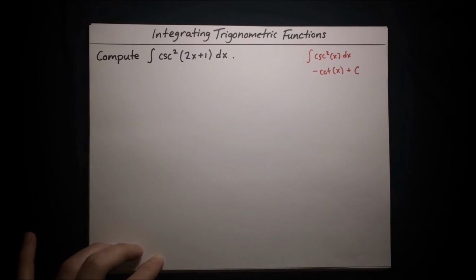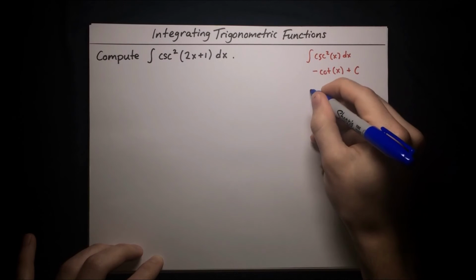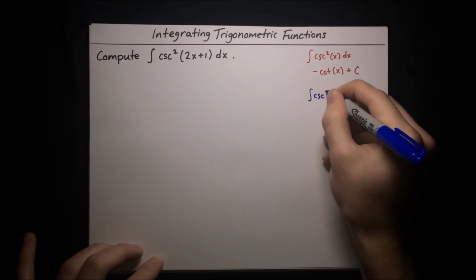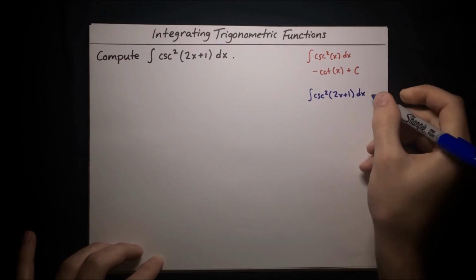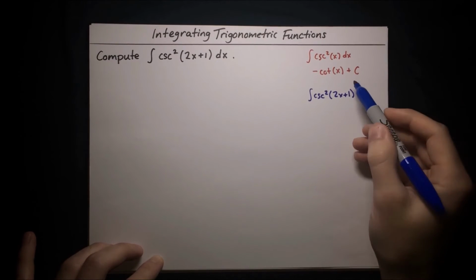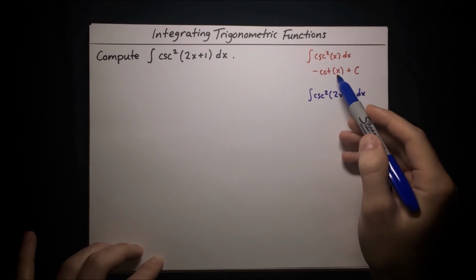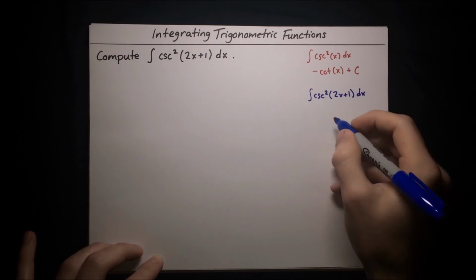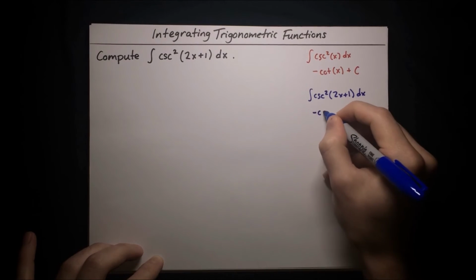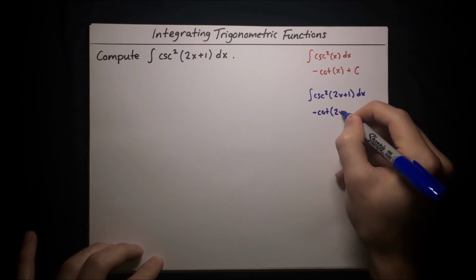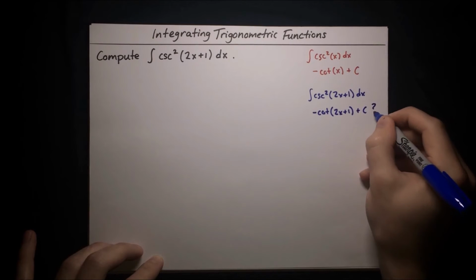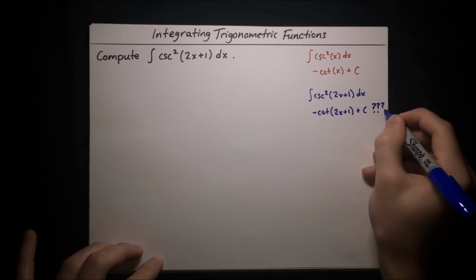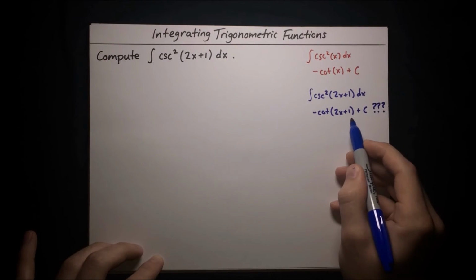Well, one thing that's tempting to do, but isn't quite correct, is just to say that the integral of cosecant squared 2x plus 1 dx follows exactly the same format as the simpler integral of cosecant squared of x. We just replace x with 2x plus 1. So is that equal to negative cotangent of 2x plus 1 plus a constant? Let's put some question marks here, just so it's very clear that we're not totally sure about this answer.